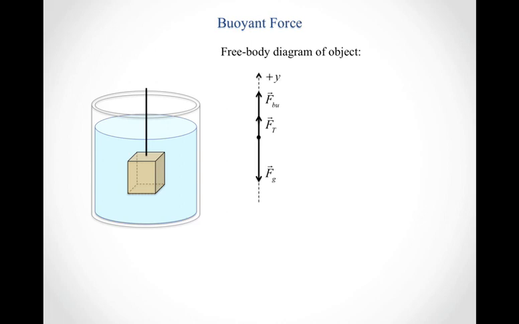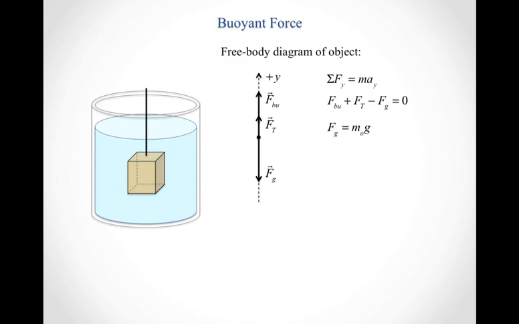I know that these forces have to cancel out, so to set up my equation, I'm going to pick a positive direction. The net force acting in the y direction has got to be equal to mass times the y component of the acceleration. It's not accelerating, so that's got to be 0. So I've got the buoyant force, which points up, and the tension force, which points up. Both of those will be positive, minus the weight because it points down.